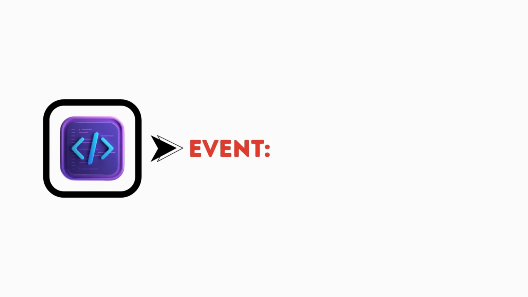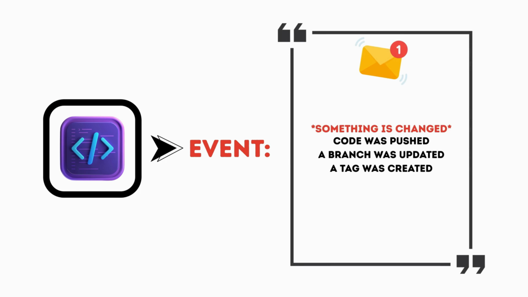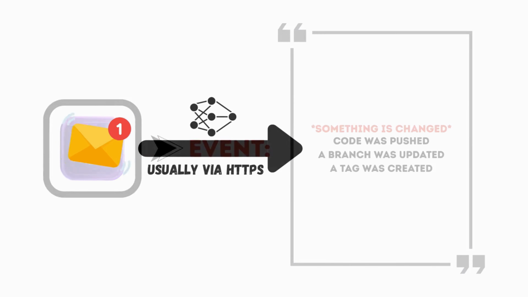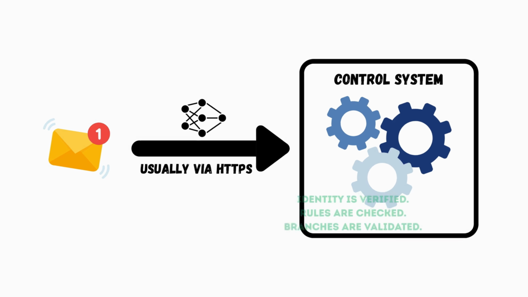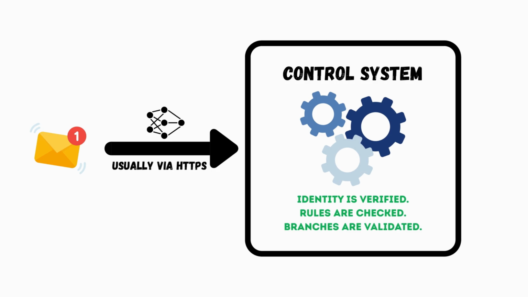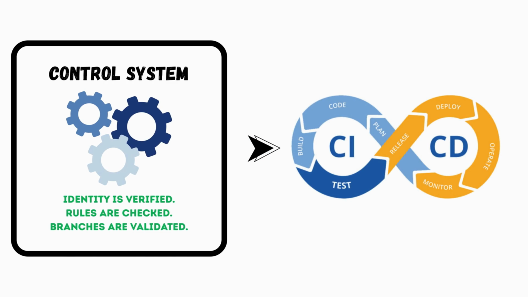An event is just a message that says, something changed. That message moves across the network to an automated control system designed to react instantly. Before anything runs, identity is verified, rules are checked, and branches are validated. Only then does CICD move forward.